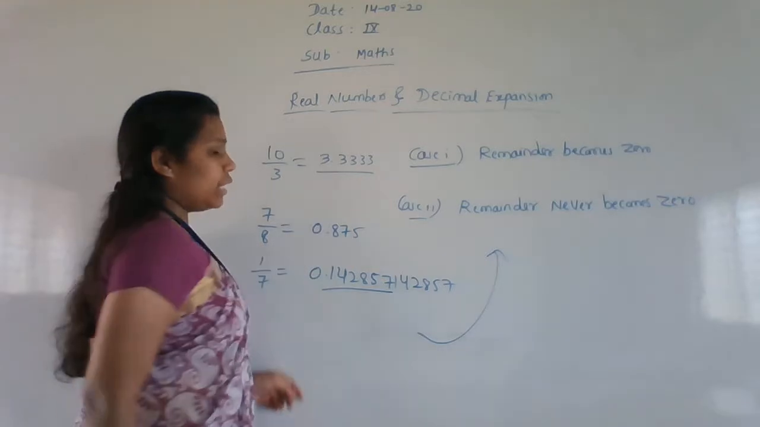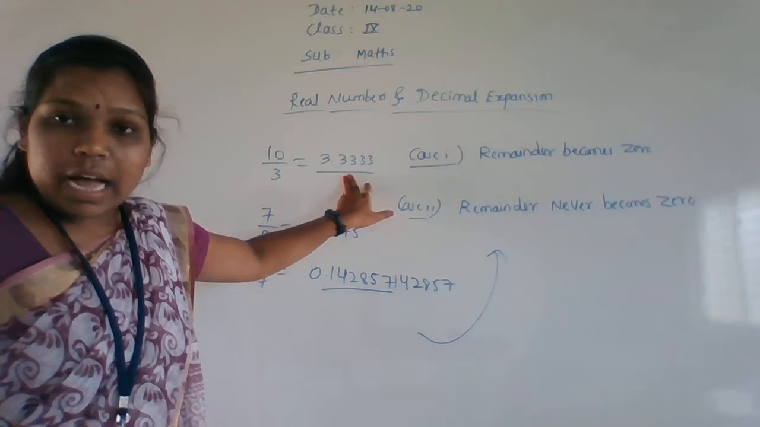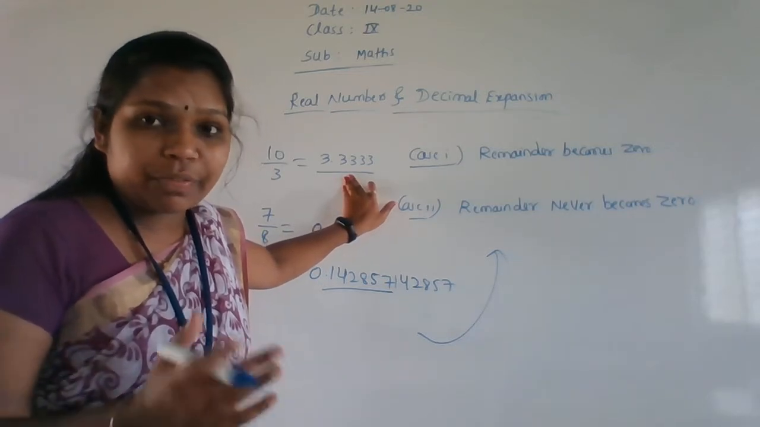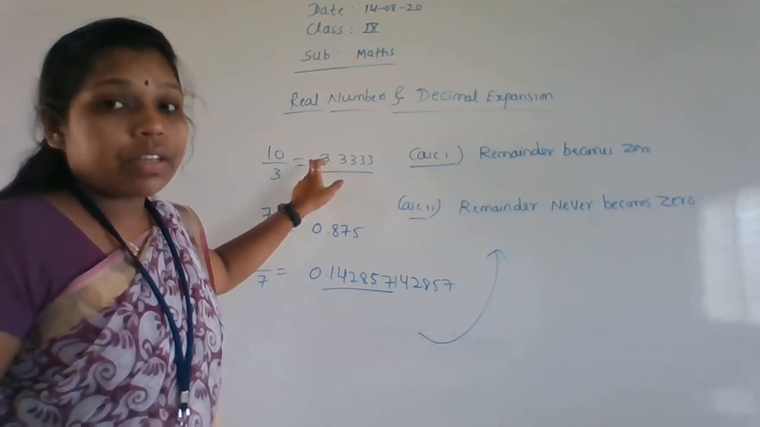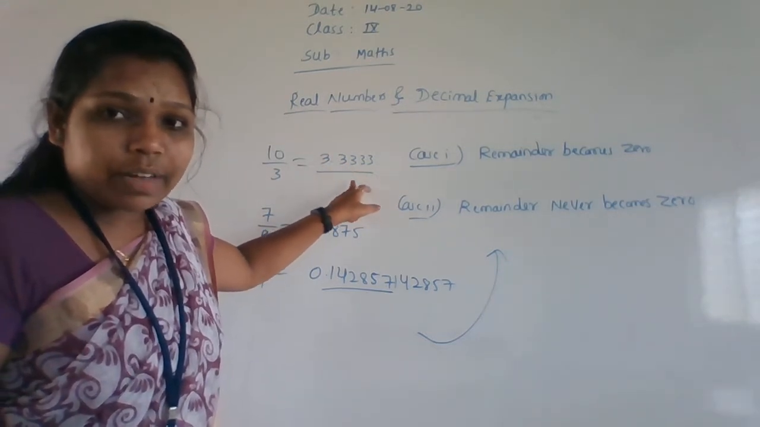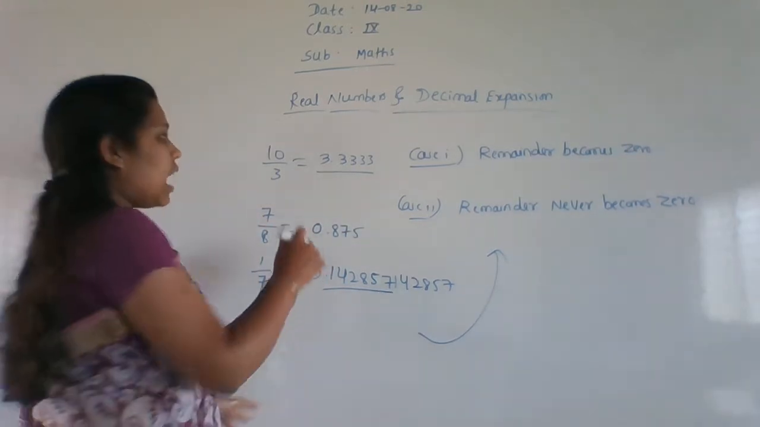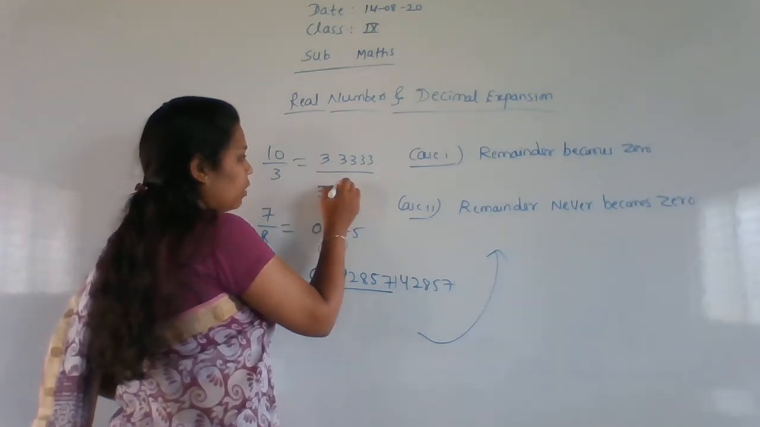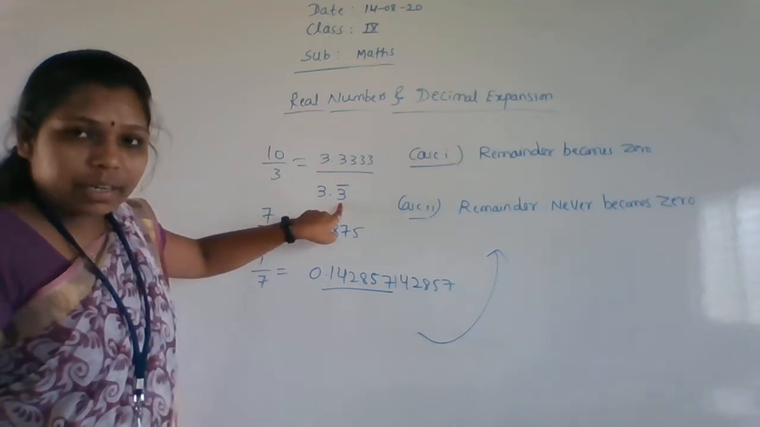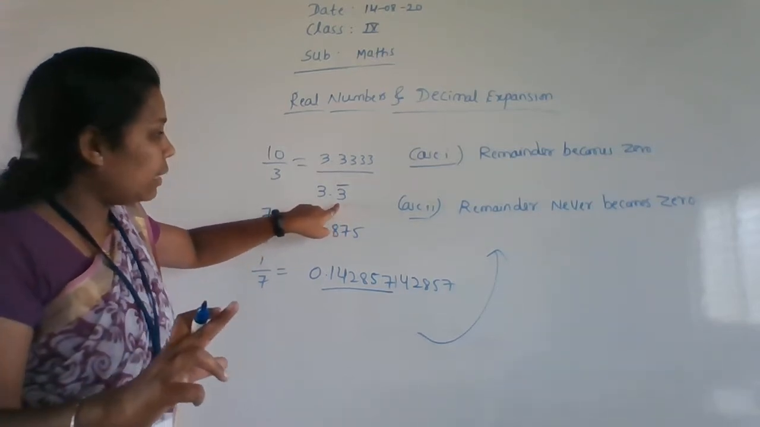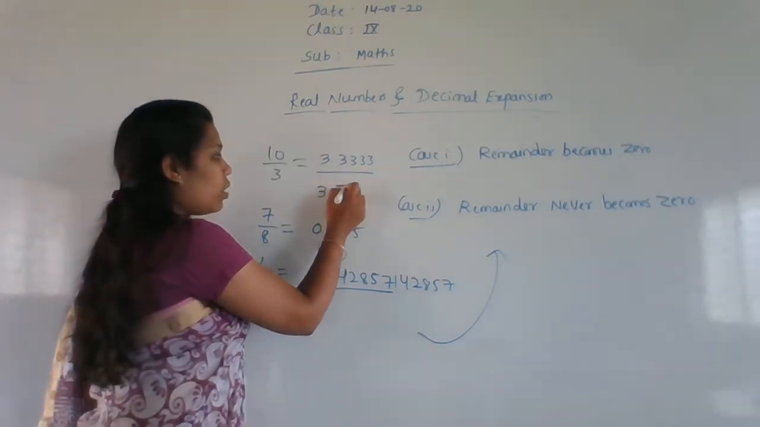That is 3.3333 like this. So which number is repeating here, after the decimal point I am saying? Before the decimal point, you don't write like this. So after the decimal point, which value is repeating here? Only 3 is repeating. So we have to write like this, 3.3 bar. After the decimal point, write only one number 3, and above 3 you have to write the bar. This line is called the bar.